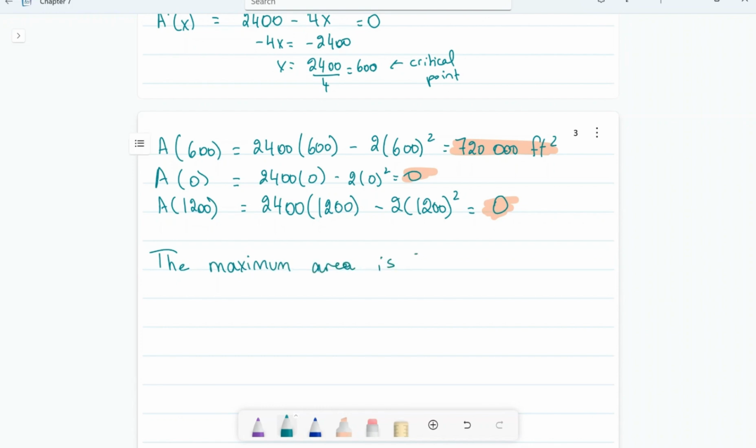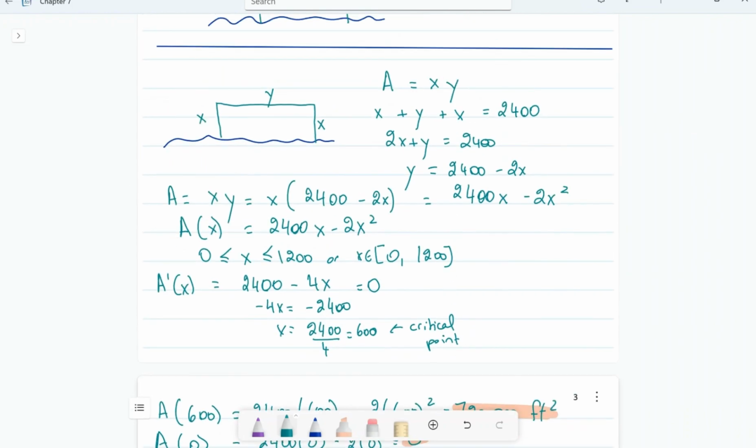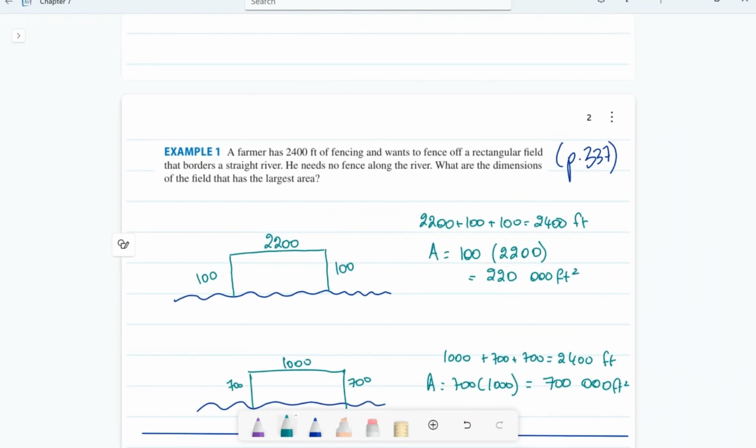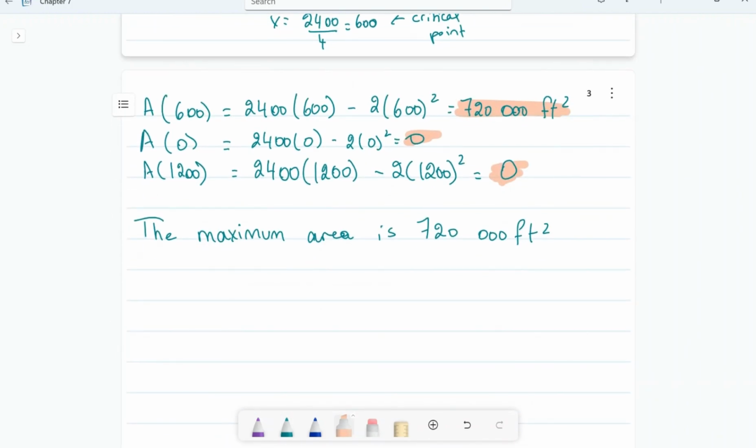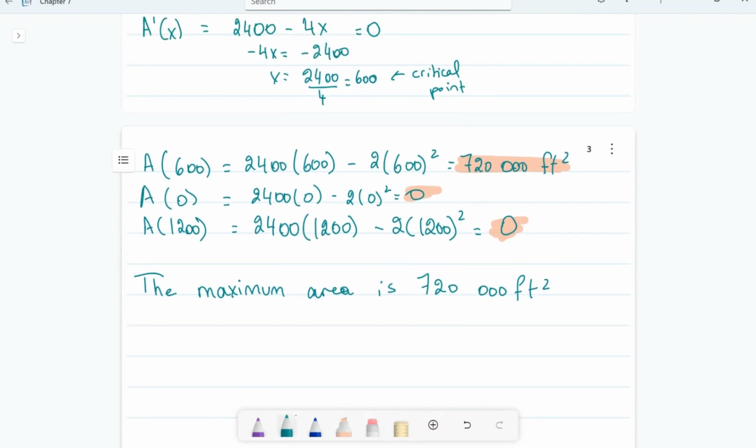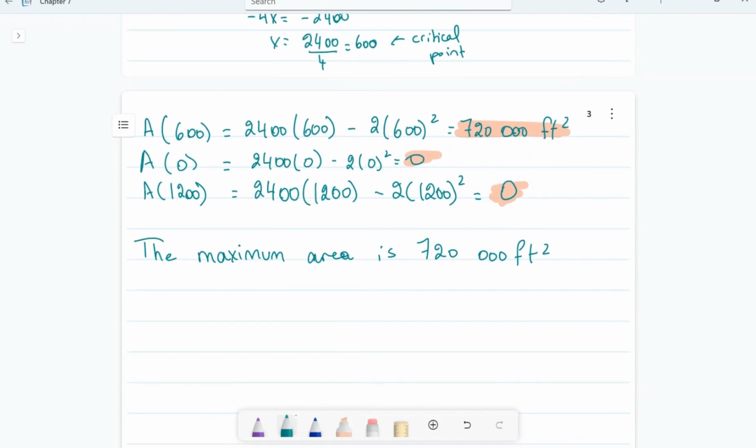area is 720,000 feet squared. Let's see if the question asks for something else. The question asks for the dimensions of the field that has the largest area. So we technically did not answer the question. The question does not ask for the maximum area. But now that we know that this is the maximum area, at what x value does it occur?